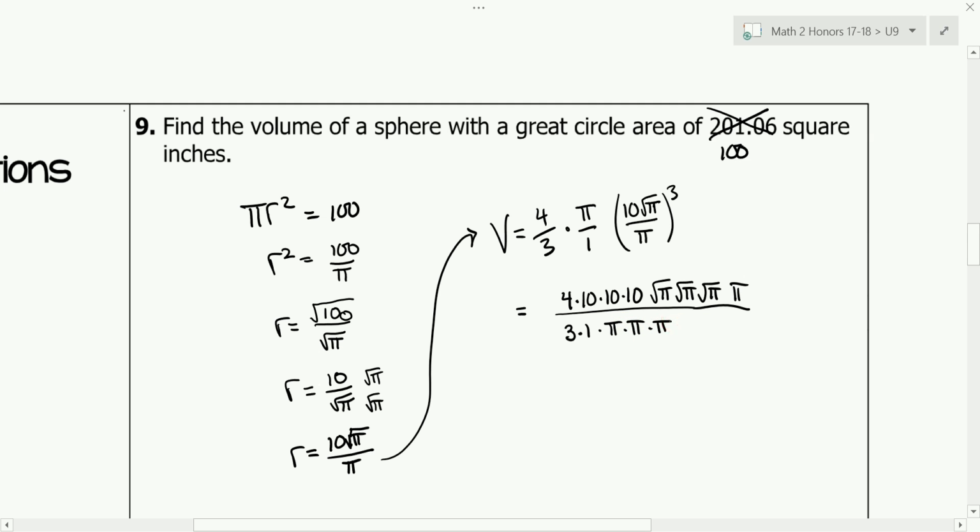And so we want to try to reduce as much as we can. What is square root of pi times square root of pi? That's pi. So I'm going to cancel out this pi with this one, these two pi's are pi, and this is pi. And so it looks like we end up with 4,000 square root of pi over 3 pi. And we're looking at square inches. Well, we're working with inches, so cubic inches.